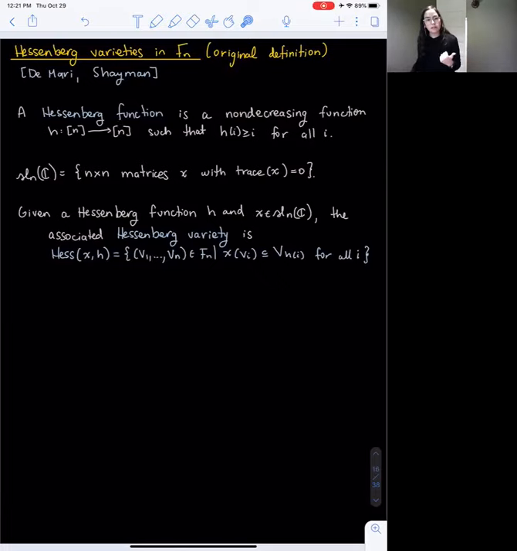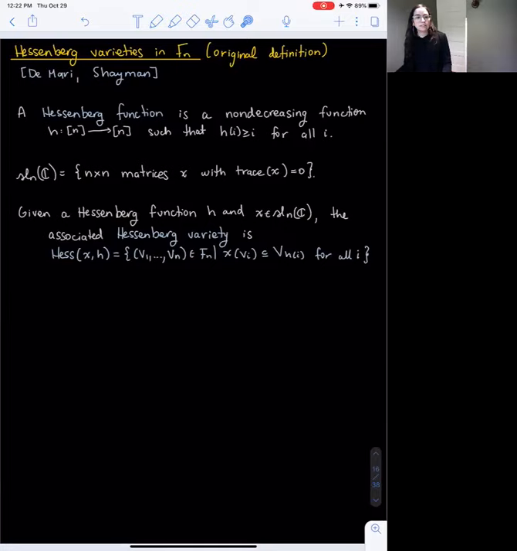First, we're going to talk about them in the original definition. So we're going to talk about the Hessenberg varieties that were defined by De Mari and Shayman. There are different inputs that we can take, but for today, I'm just going to take as input what is called a Hessenberg function. So a Hessenberg function is a non-decreasing function from [n] to [n], such that h(i) is greater than or equal to i for all i.